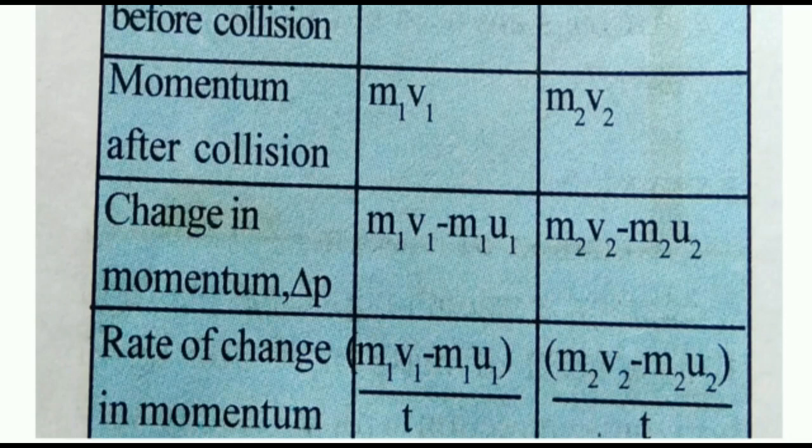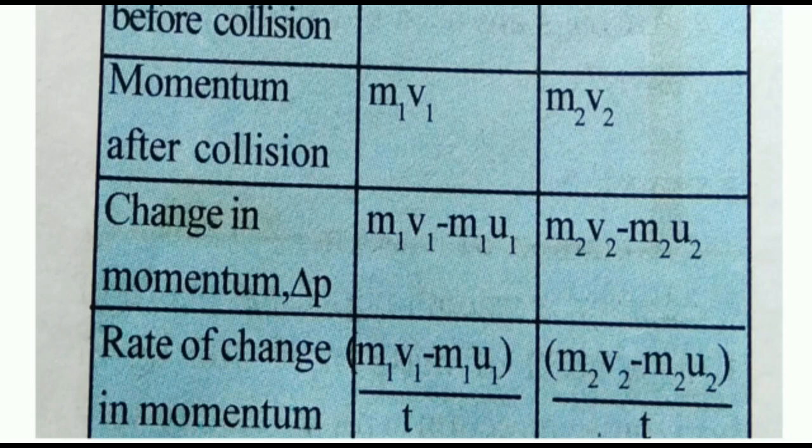Change in momentum: m1v1 minus m1u1 for marble 1, and for marble 2, m2v2 minus m2u2. Rate of change in momentum, that means delta P by delta T, is for marble 1, (m1v1 minus m1u1) by t, and for marble 2, (m2v2 minus m2u2) by t.